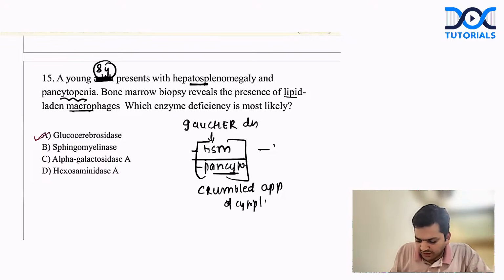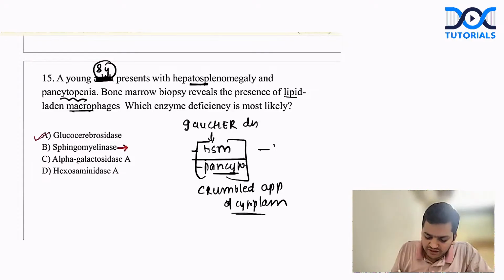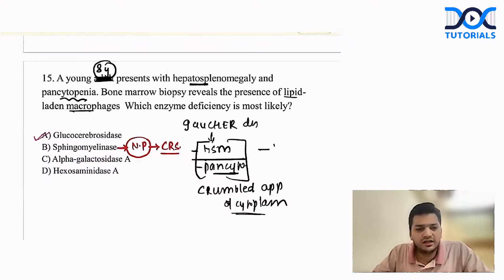This question would have been easy if the image of the crumbled tissue paper appearance of the cytoplasm was given. But let's look at the other options also. Sphingomyelinase deficiency, it's the Niemann-Pick disease. And in Niemann-Pick disease, they would have talked about cherry red spot on the retina. Cherry red spot. There is going to be vertical gaze paralysis in Niemann-Pick disease.